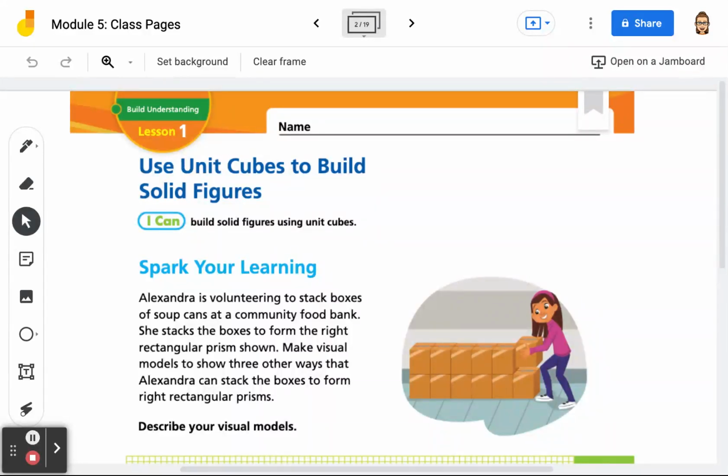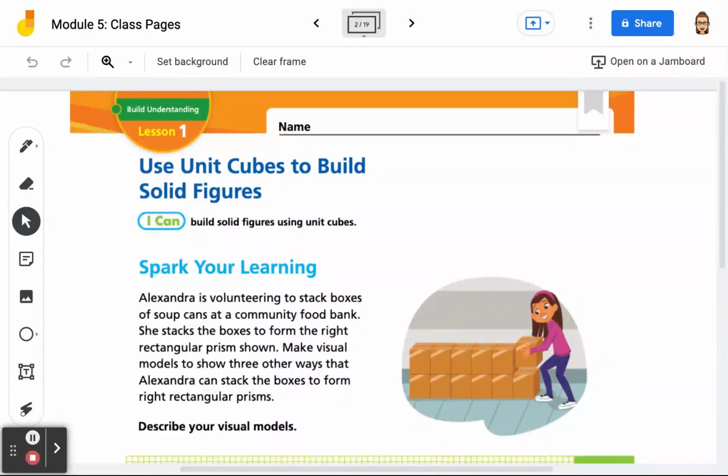Alexandra is volunteering to stack boxes of soup cans at a community food bank. She stacks the boxes to form the right rectangular prism shown. Make visual models to show 3 other ways that Alexandra can stack the boxes to form right rectangular prisms. Describe your visual models.